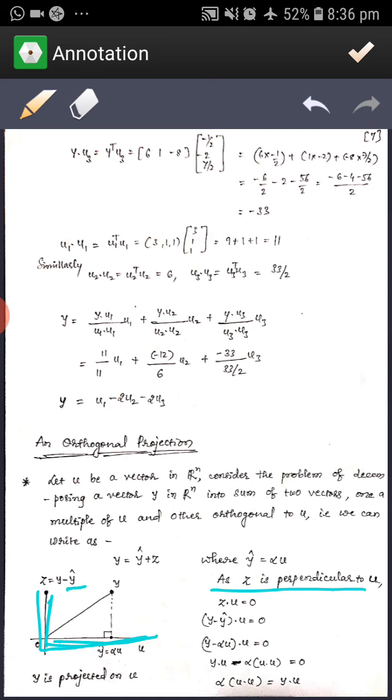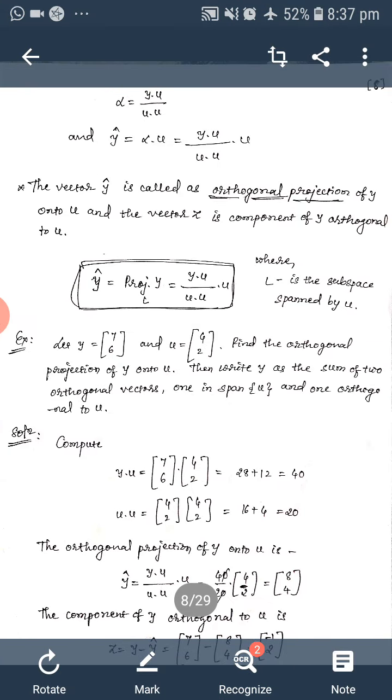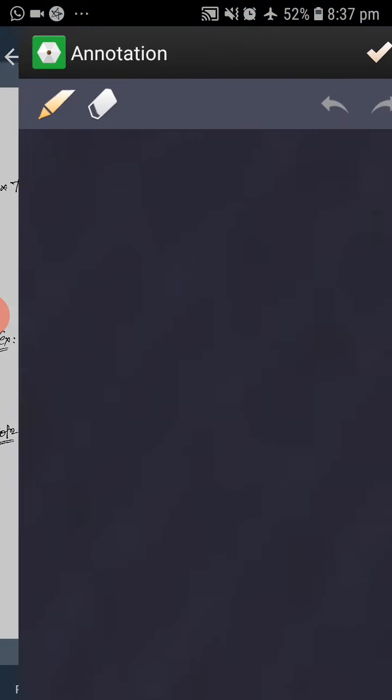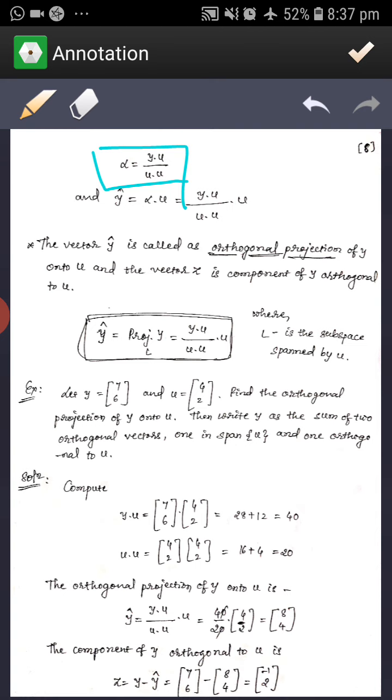z is y minus y cap, dotted with u. So what is y cap? y cap is equal to alpha u. Then it will be y dot u minus alpha u dot u, so alpha times u dot u is equal to y dot u. Then alpha is equal to y dot u divided by u dot u. Then y cap is equal to alpha u, so replacing alpha, y dot u divided by u dot u into u.